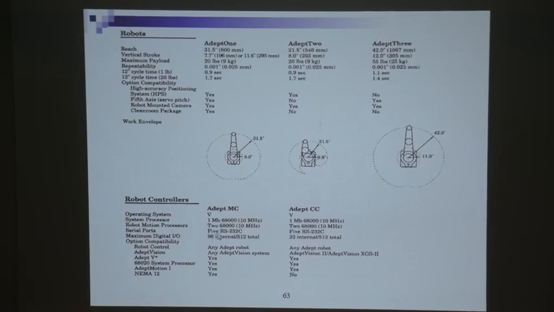So serial port, you have RS-232. The RS-232 is a serial port. RS-232C is the protocol.